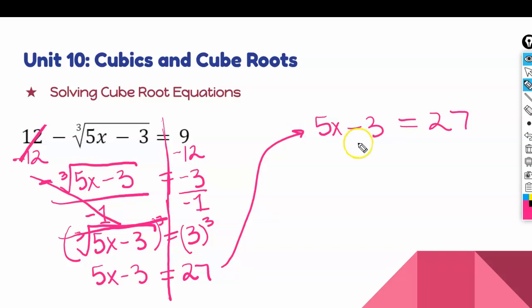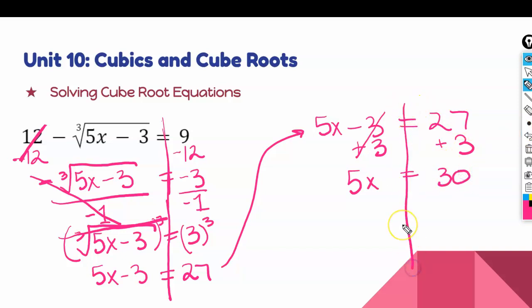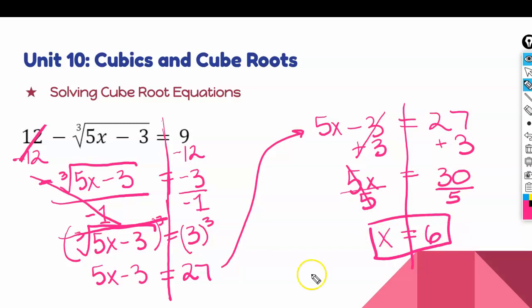Now, I've got to add 3 to both sides. To get rid of this minus 3, I have to do the opposite, which is plus 3. So I have 5x equals 27 plus 3 is 30. Sorry, let me be consistent. And then I divide by 5 on both sides. And so I get x equals 6. And that's my final answer, that x equals 6. Hooray.